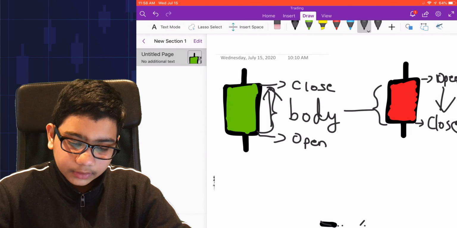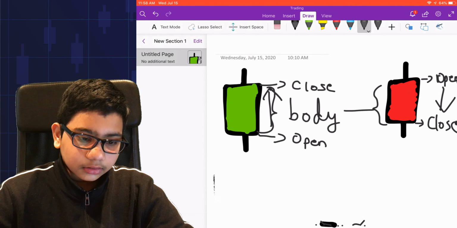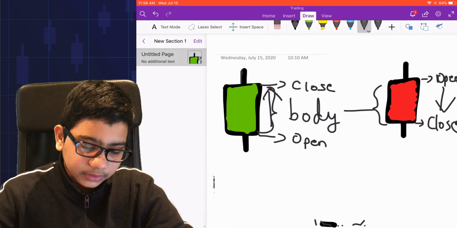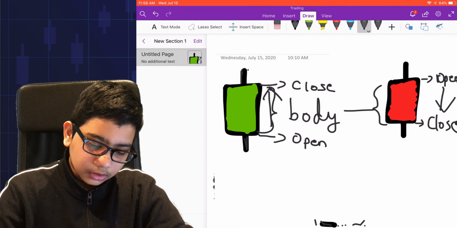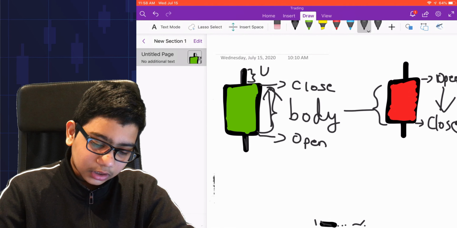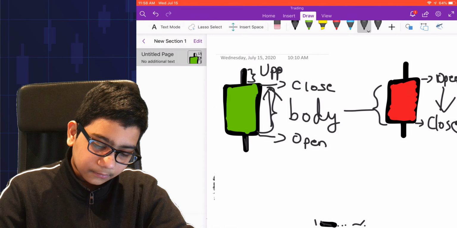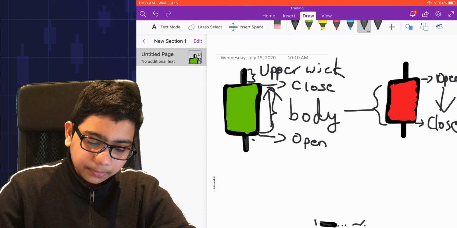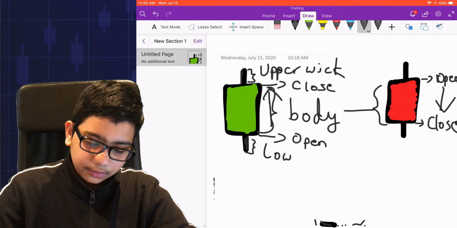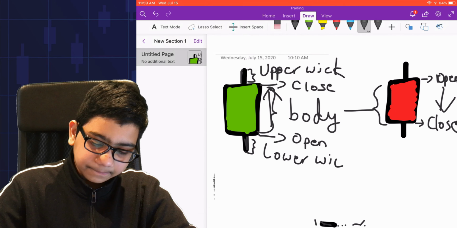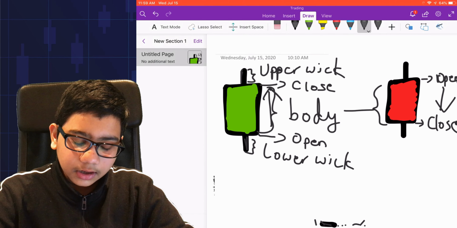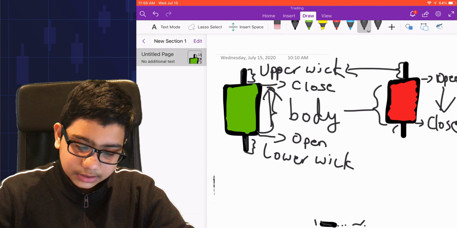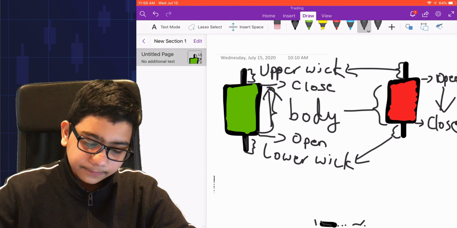And for a bullish candle, there's stuff called wicks. So wicks are basically these vertical lines above the body and below the body. The vertical line above the body is called an upper wick, and the vertical line below the body is called a lower wick. And it's the same for a bearish candle. So this is called an upper wick, and this is called a lower wick.